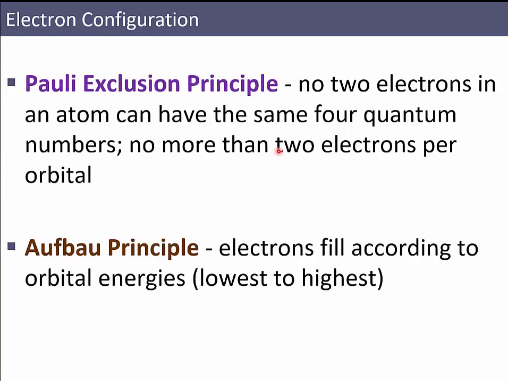All right? So when we start filling these things up, a couple of things we need to keep in mind. First is the Pauli exclusion principle, which says that no 2 electrons in an atom can have the same 4 quantum numbers, and you have no more than 2 electrons per orbital. And this brings us to the Aufbau principle, or building-up principle, it's German, which is electrons fill according to the orbital energies, from lowest energy to highest energy, right? Electrons are lazy. They want to be in the lowest energy they can, right? But if you run into the Pauli exclusion principle, it's like if you want to move into a neighborhood, you can't move into a house that's already got somebody living in it.